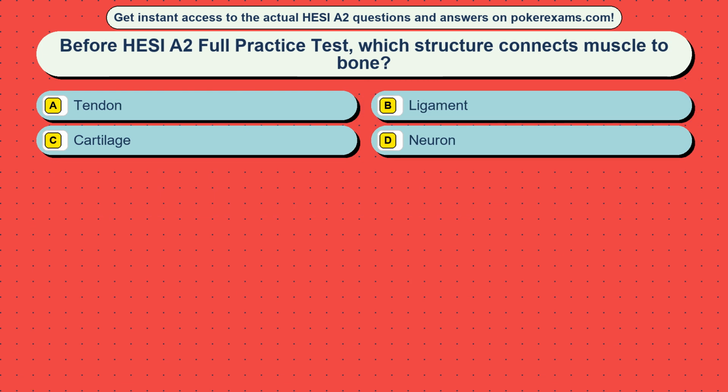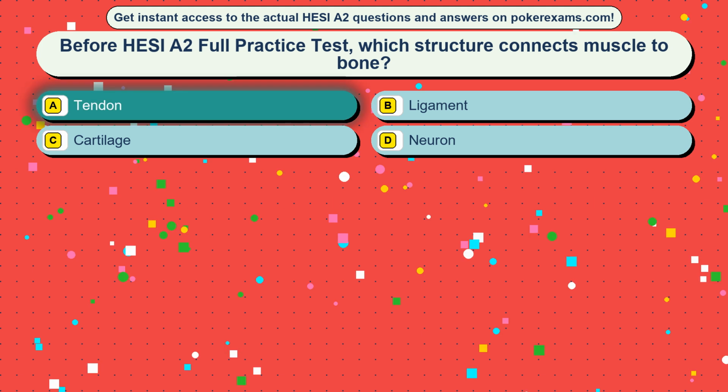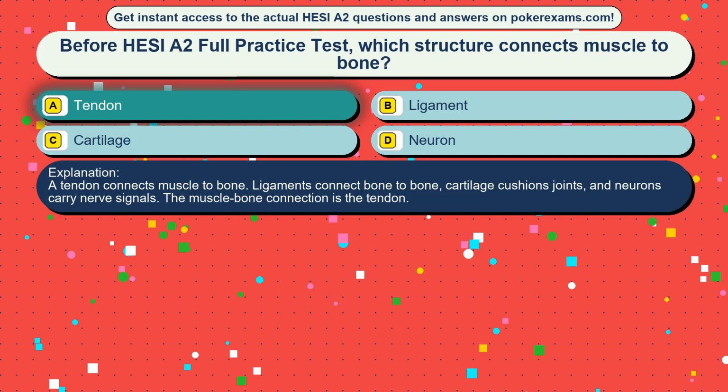Question 5. Before HESI A2 full practice test, which structure connects muscle to bone? Option A, tendon, option B, ligament, option C, cartilage, option D, neuron. The correct answer is option A, tendon. A tendon connects muscle to bone, ligaments connect bone to bone, cartilage cushions joints, and neurons carry nerve signals. The muscle-bone connection is the tendon.